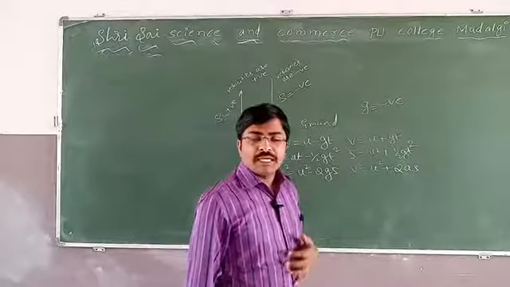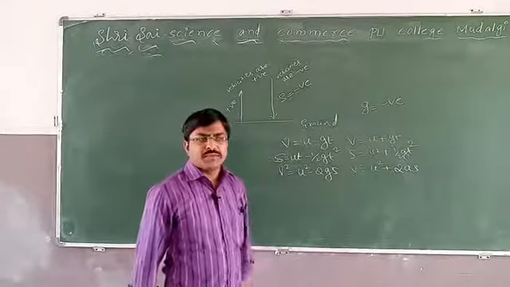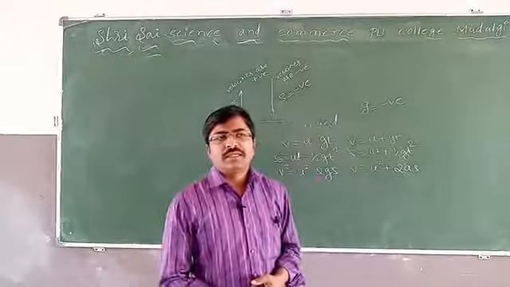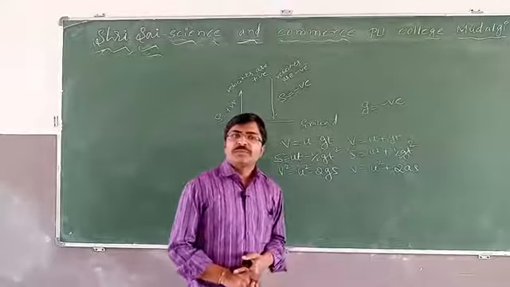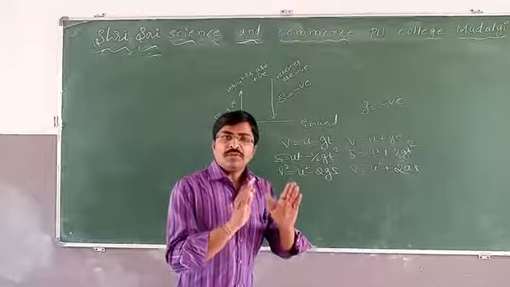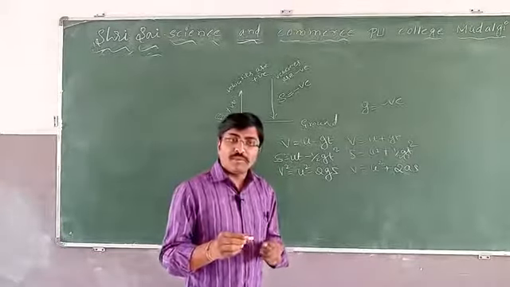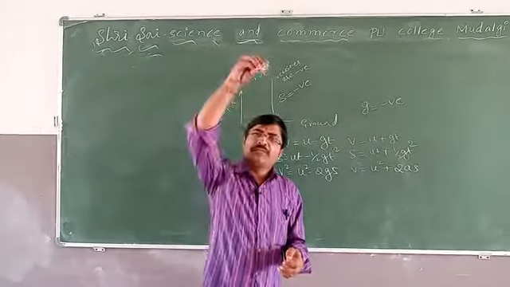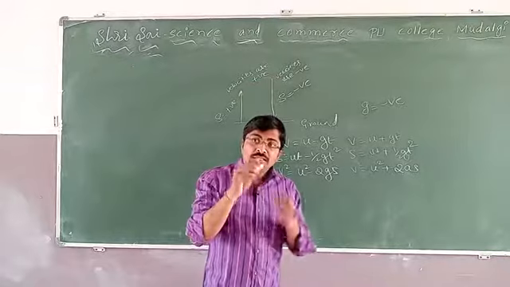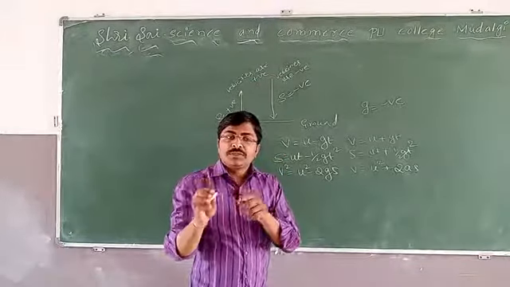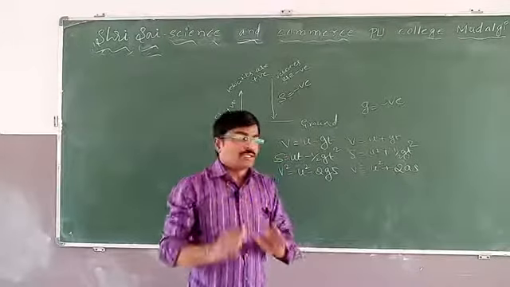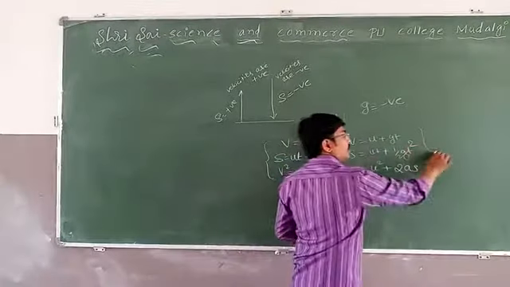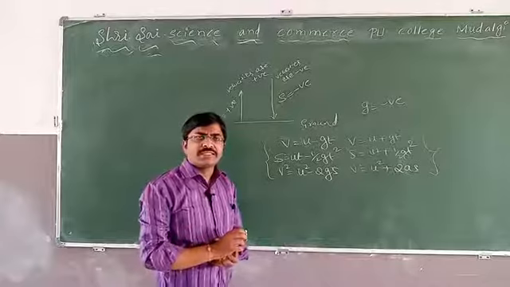We know the kinematic equations of motion, usually three equations: v equal to u plus at, s is equal to ut plus half at square, and the third one is v square is equal to u square plus 2as. These are the equations for linear motion. If the body is moving under gravity, meaning the object is moving vertically upwards or downwards, we are not using those equations as they are. We modify those equations and use them. This set is for upward motion, this set is for downward motion. Already we discussed this.